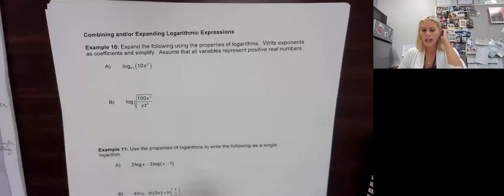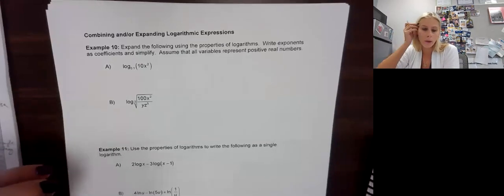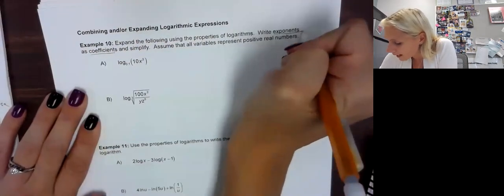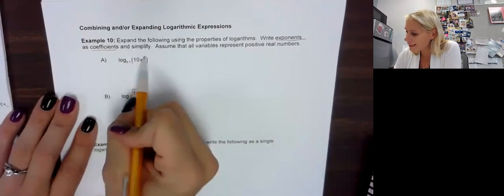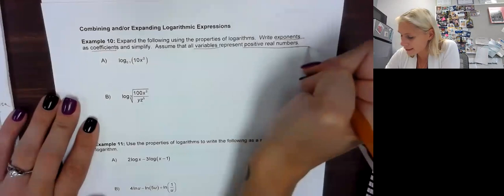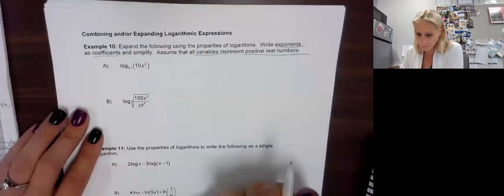So example 10, expand the following using the properties of logarithms. Write exponents as coefficients and simplify. So exponents have to be coefficients. We need to simplify, and variables are all positive real numbers, okay? Those are your answers. You need to make sure.